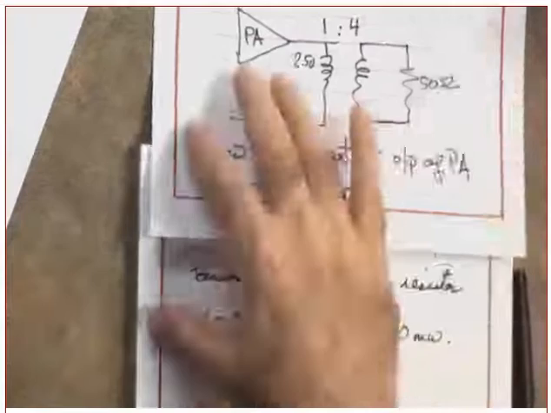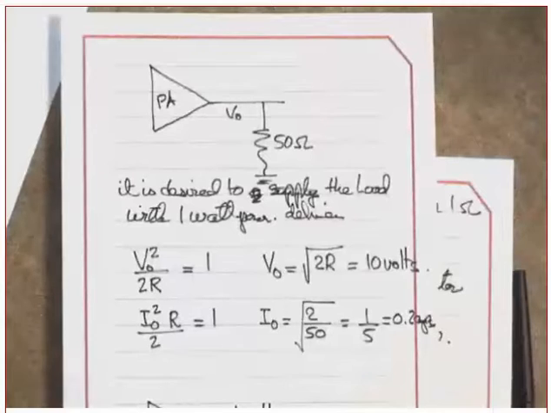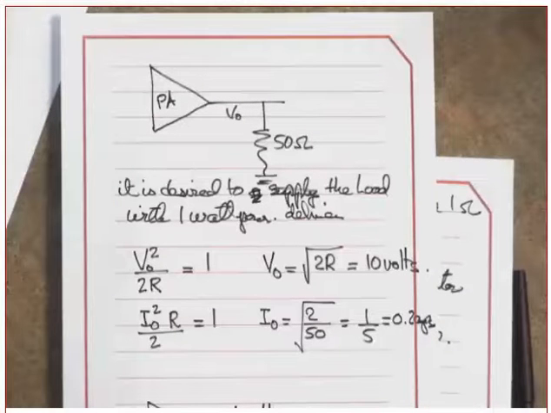So designing the matching circuit will become crucial in this case, to match the output of the power amplifier to the antenna input or to the feeder cable input. Clear? Okay, good.